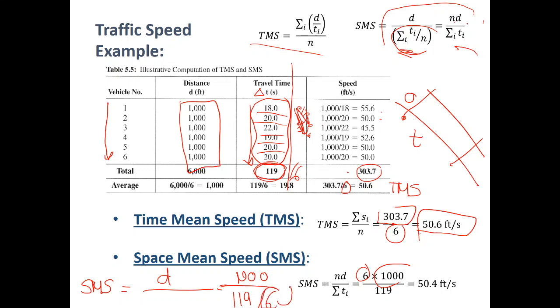This 6 will go up here exactly like you do here. So 6 times 1000 divided by 119. So you notice here the difference is 0.2 feet per second, which is not a big deal, but it shows you something, that usually the space mean speed is a little bit less than the time mean speed. And it's amazing that you can find the difference between the two speeds using the same type of data.